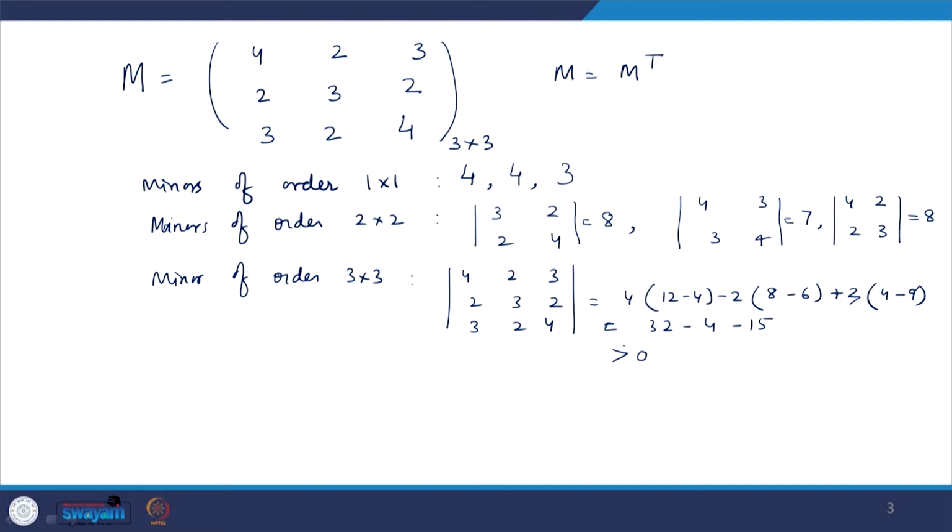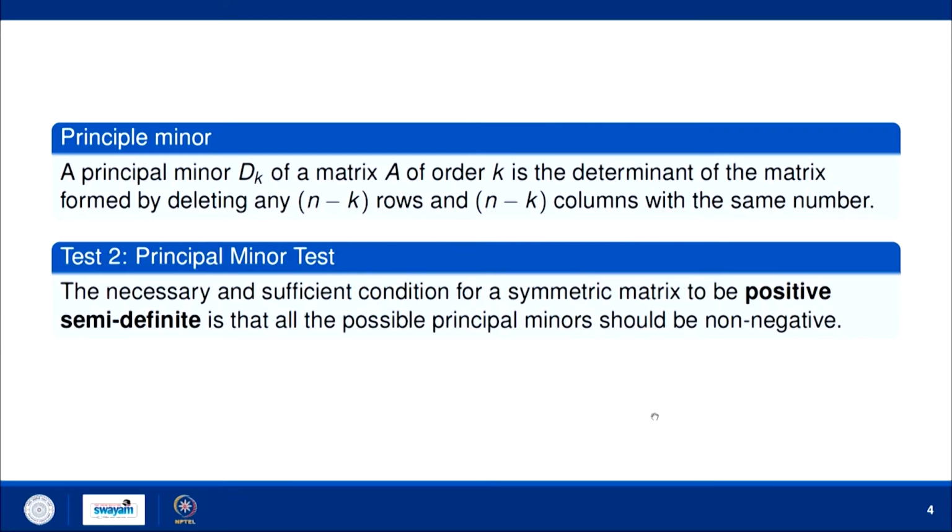So, we can say that all the possible minors of 1 cross 1, all the possible minors of 2 cross 2, and the only possible minor of 3 cross 3 in this case are strictly greater than 0. That means this matrix M is positive definite. This is what is given in the necessary and sufficient condition: you find all the possible principal minors, and if all are strictly greater than 0, the matrix is positive definite.